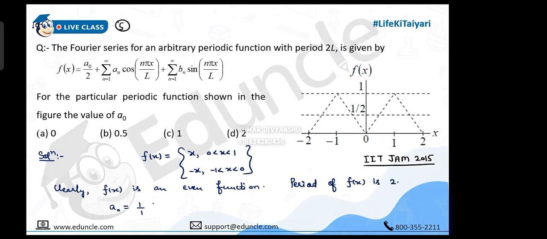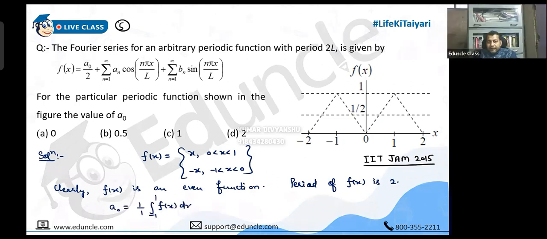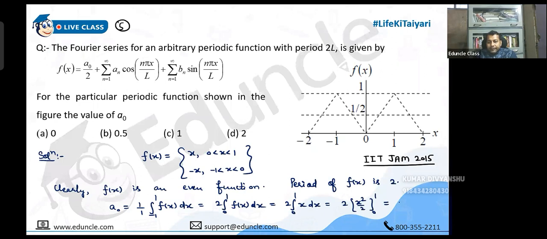So a naught will be, because it is usually half of the period, integral from 0 to 1, and from 0 to 1, it is x only. And they're asking us about a naught only. So C option is the answer.